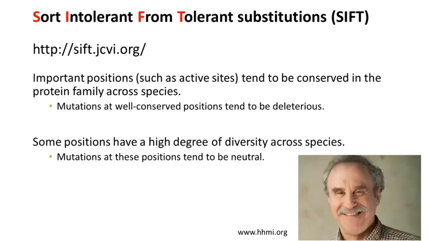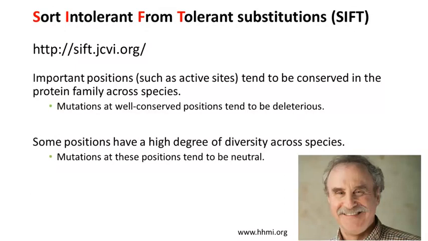The best example of a conservation-based method is SIFT, for sorting intolerant from tolerant substitutions, published in 2001 by Steve Henikoff and colleagues. By the way, the BLOSUM matrices were also developed by Henikoff's group. SIFT bets on evolution and aims to distinguish deleterious mutations from neutral ones. Its basic premises are that important positions such as active sites tend to be conserved across different species, so mutations at well-conserved positions tend to be deleterious.